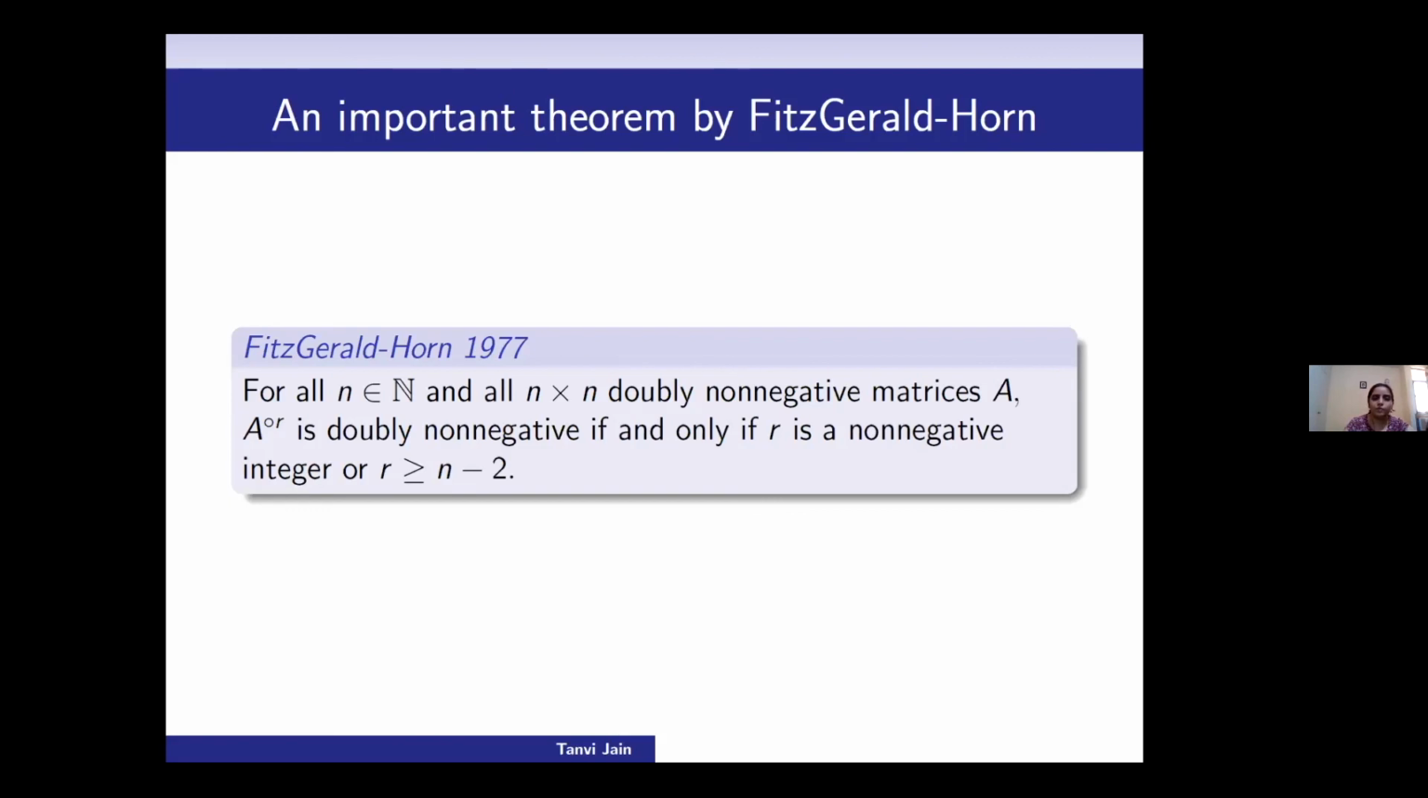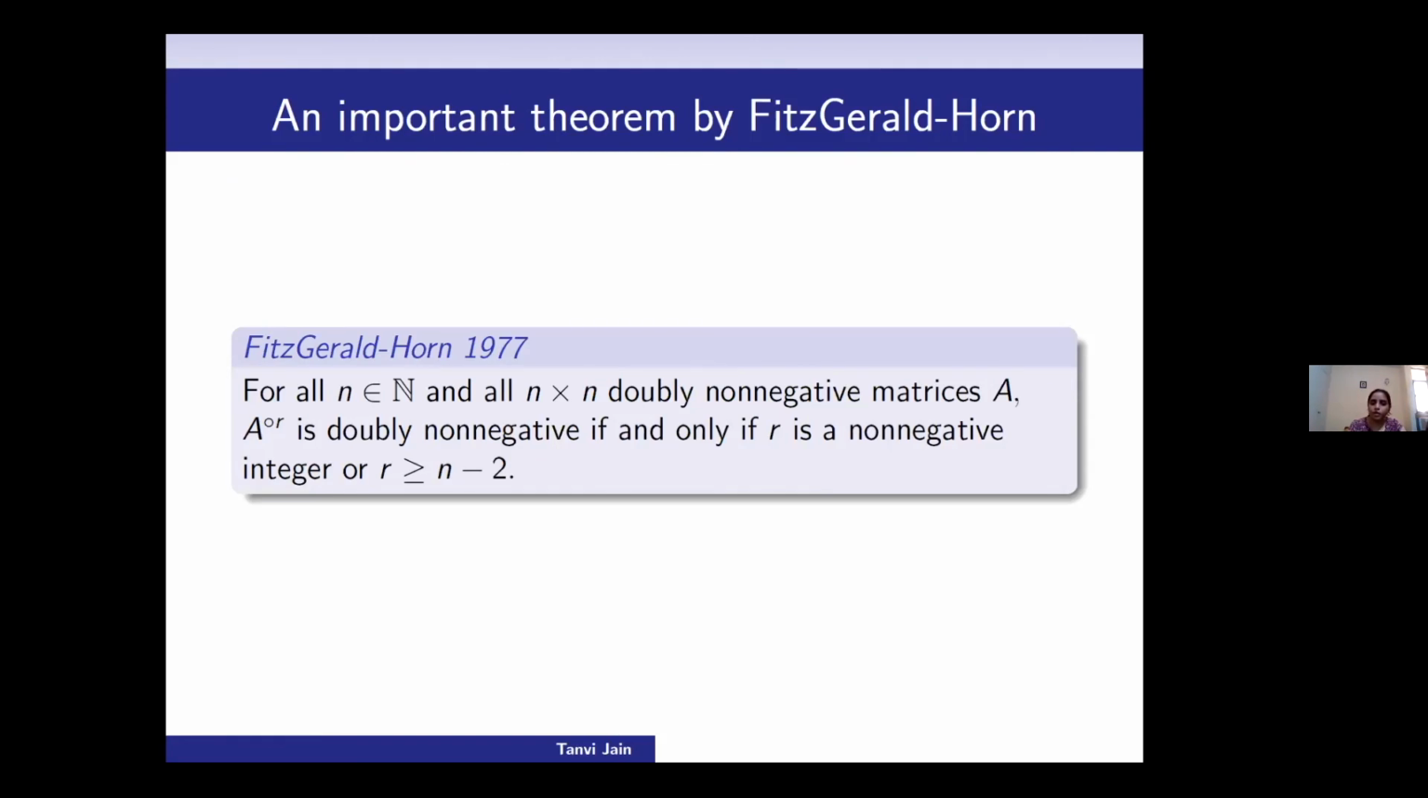And the most beautiful thing about the whole topic we're talking of is that it uses analysis, basic analysis, but in a clever way. So A_ij power R, what does it say? If I have R greater than n minus 2 or R is an integer, and I pick up any n cross n positive, doubly non-negative matrix, A power ○R will be positive semi-definite.